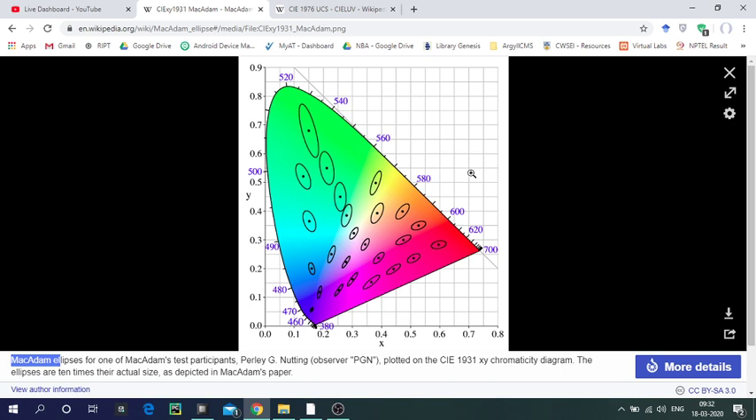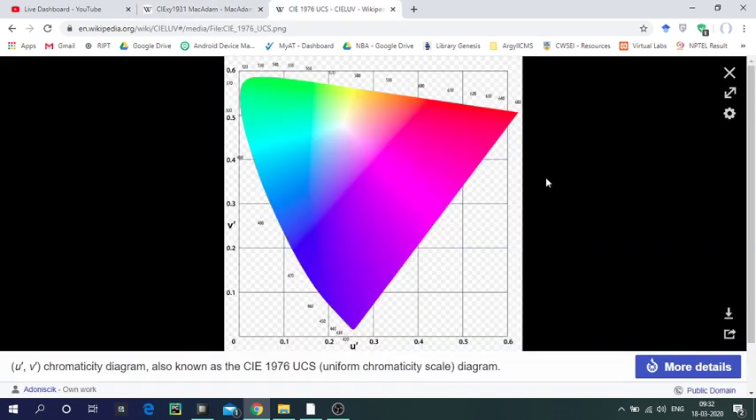Now, in order to rectify this problem, a different type of color space was created, which is known as the CIE uniform chromaticity scale, or CIE LUV color space, the LUV color system. So again, on one axis you have u instead of x, and on the other axis you have v instead of y. Similarly, since it is a 2D coordinate system, you will not have the third dimension, which is lightness. So lightness is not present here also.